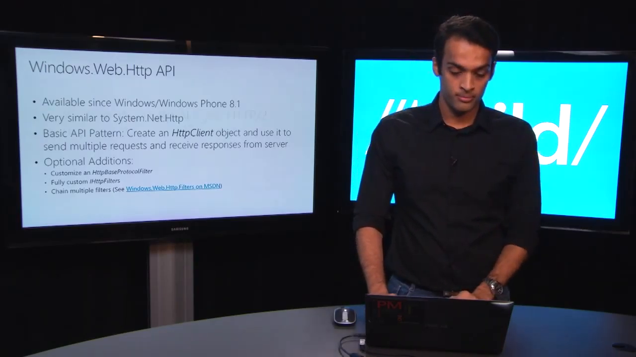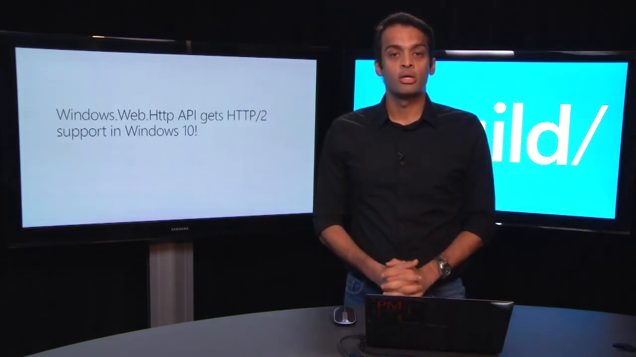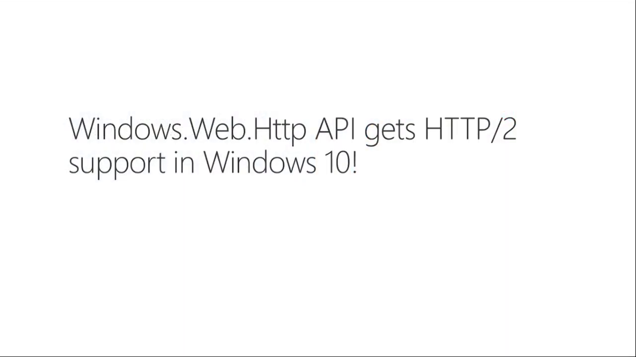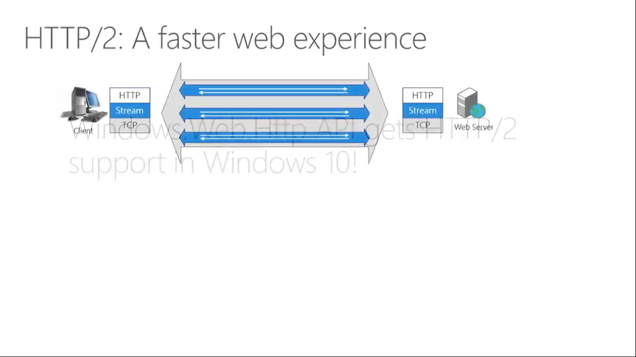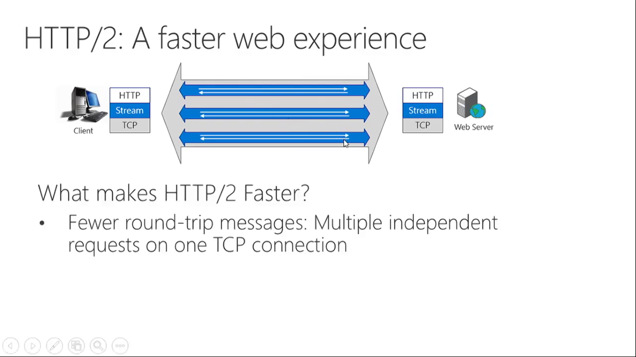So the big news now is that the API of Windows Web HTTP gets HTTP2 support starting in Windows 10. So what is HTTP2? I'm sure a lot of you are familiar with this term, as it is the new evolving standard for HTTP and is the next version after HTTP 1.1. So essentially what HTTP2 does is that it multiplexes multiple streams or request response pairs in a single TCP connection. Now why is this faster?